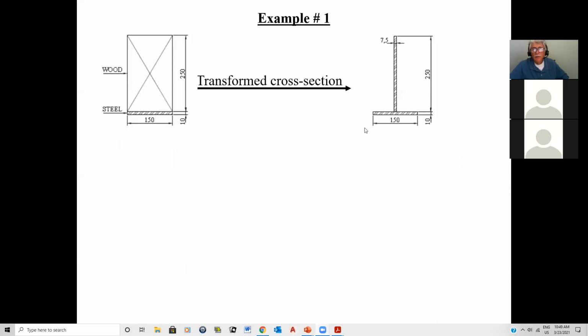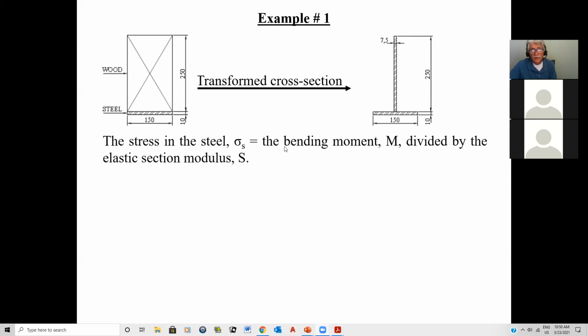So that's how I transformed this. This wood piece ended up being 7.5 millimeters. Because I transformed the wood into steel, this is as if it was a steel section all by itself, because I've used the modular ratio to transform the wood to steel. Now that I've got everything in steel, just like you did in your physics class, you have to start calculating some sectional properties. Of course, the first property you have to calculate is the neutral axis. So now the stress in the steel, M is divided by the section modulus. I know last year they probably gave you this equation: the stress is equal to the bending moment times the centroid distance divided by I.